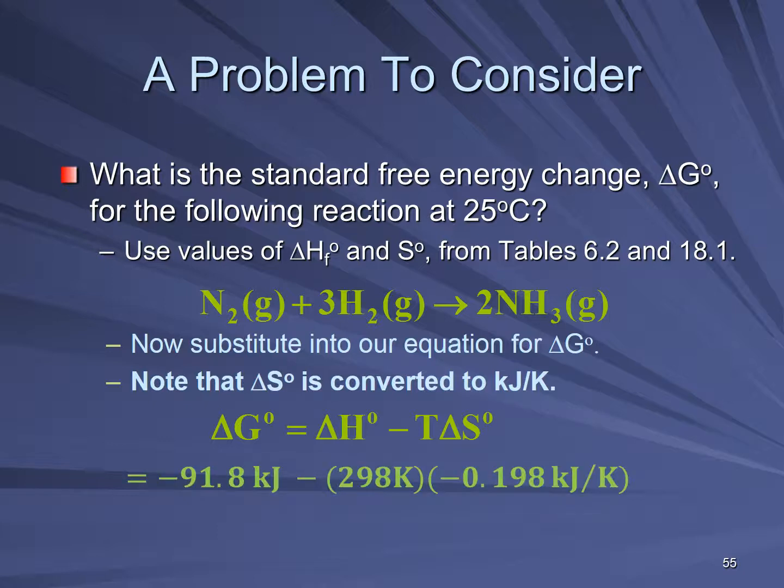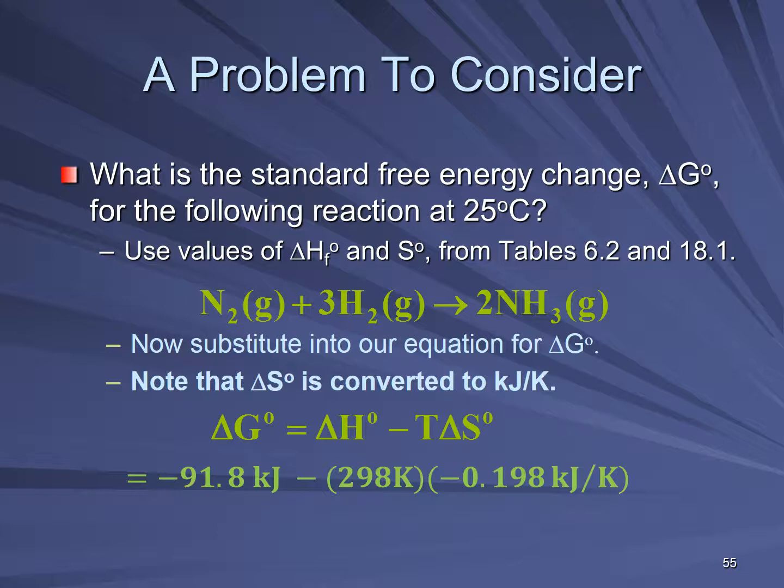So delta H is negative 91.8 kilojoules. T is 298 Kelvin. You always want to make sure that it's in Kelvin. And then delta S is negative 0.198 kilojoules per Kelvin. Notice that the Kelvin will cancel and we'll have kilojoules minus kilojoules. And because it's a negative delta S, that whole second term becomes positive.